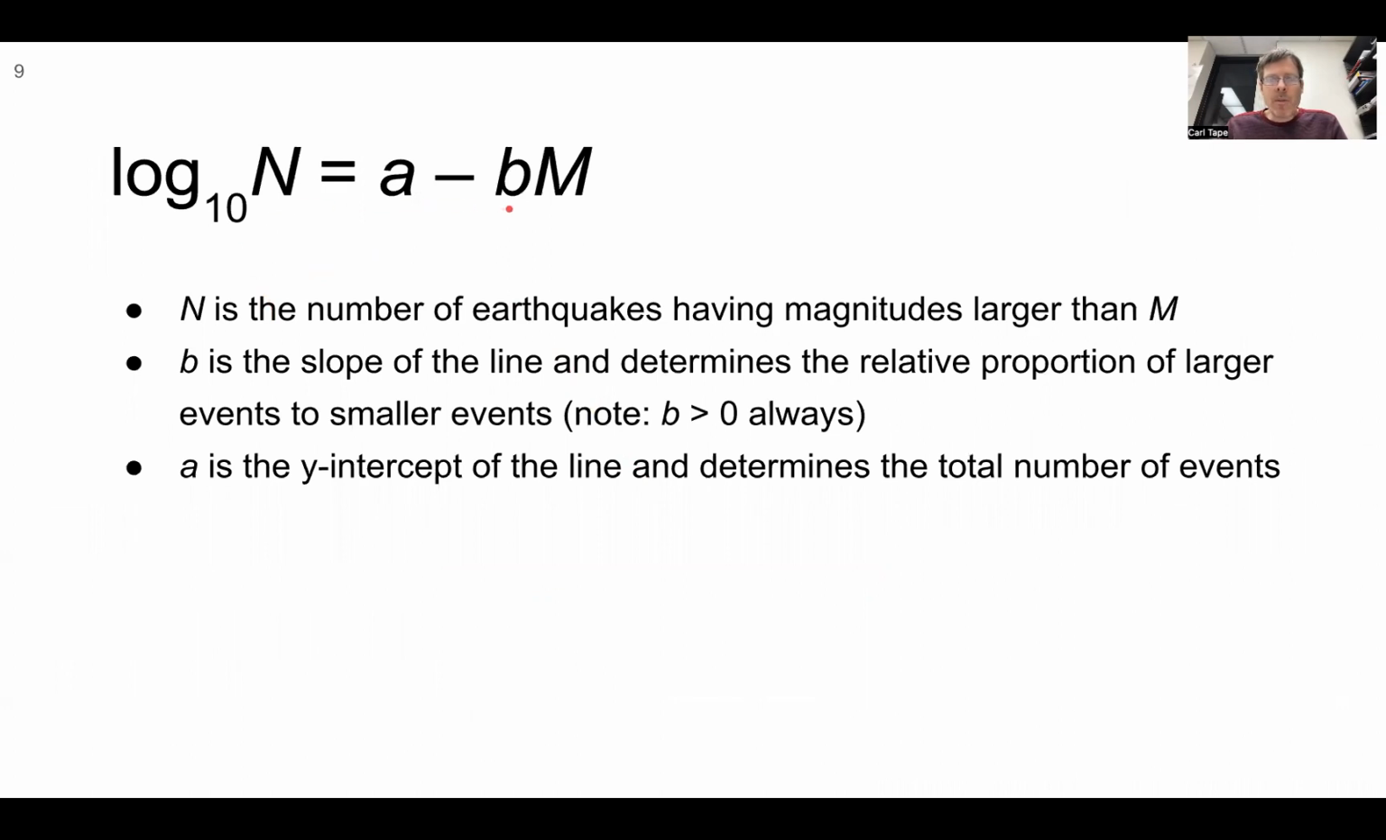B is the slope of the line and determines the relative proportion of larger events to smaller events. The way it's written with the negative sign, B is always positive. And A is the y-intercept of the line and determines the total number of events.